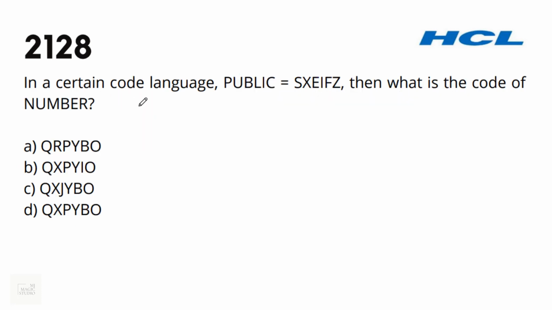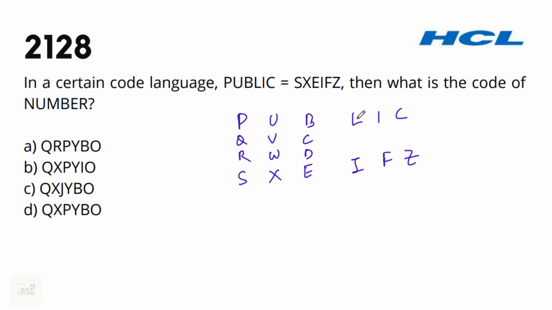Again, a question from code language, coding-decoding. Public becomes SXEIFZ. So P Q R S, V W X, B C D E, L M N. Okay, but it is not moving forward. It is going like this: I J K L, F G H I, and after Z is A B C, moving backward, and here it is moving forward. 3 plus 2 and then minus 2's.